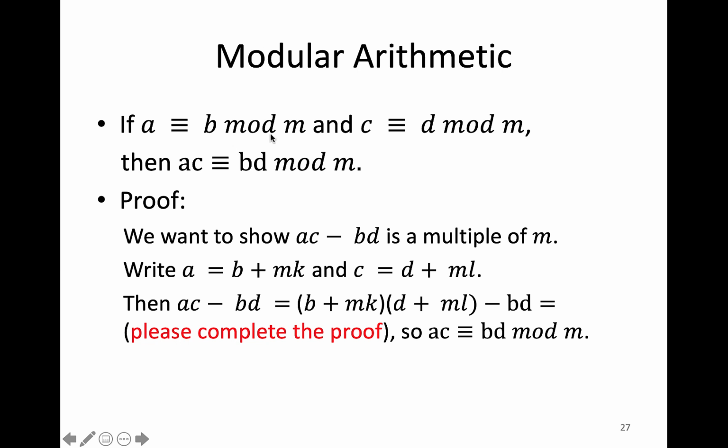So here is another theorem. A is congruent to B mod M and C is congruent to D mod M. Then I said A times C is congruent to B times D mod M. So what we have to show is AC minus BD is a multiple of M. I can use the information from the previous theorem. So A is equal to B plus MK and C is equal to D plus ML. And then I can substitute A and C into here. And then after some algebraic manipulations, we know that AC is congruent to BD mod M.